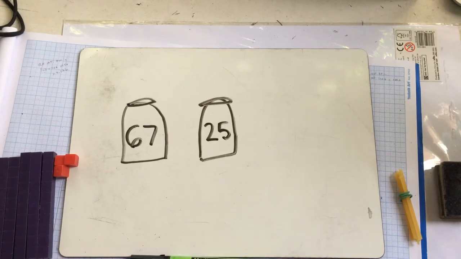Okay, so I hope that this video has been helpful. I hope that you have got more ideas about how you can support your children at home with the addition of 2 two-digit numbers crossing the tens.